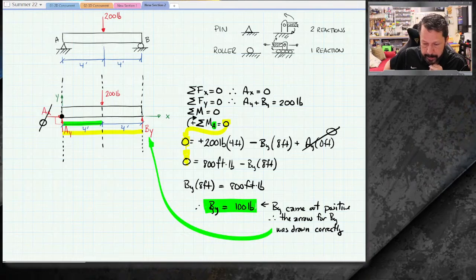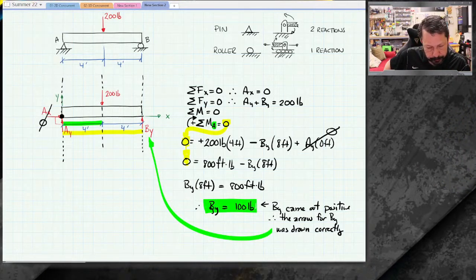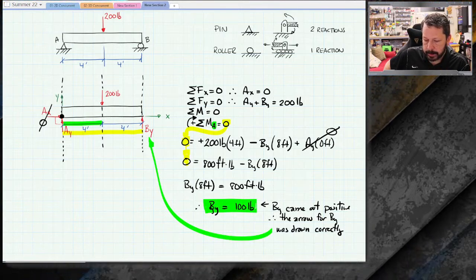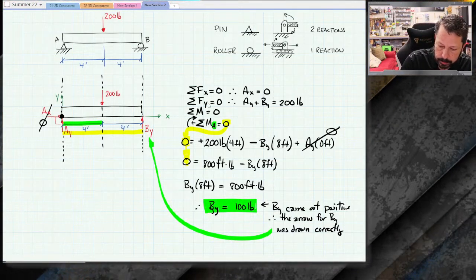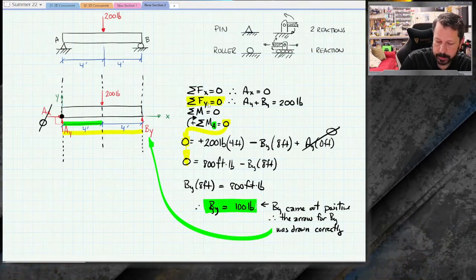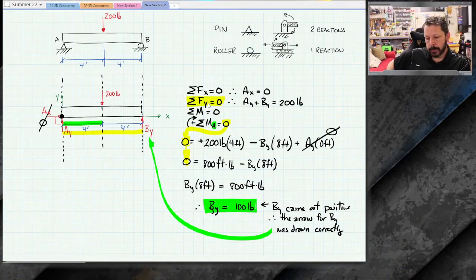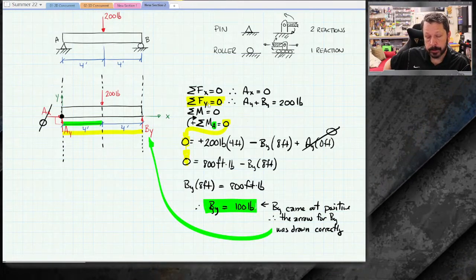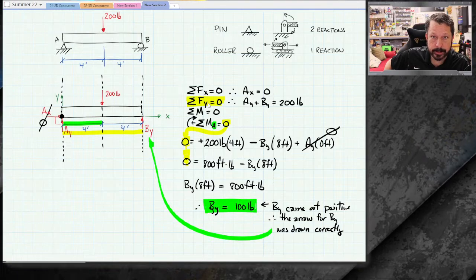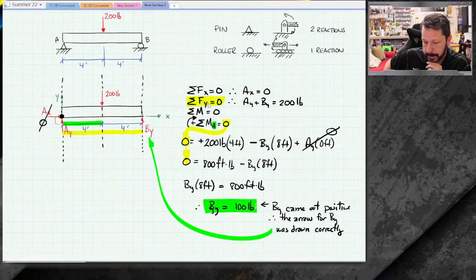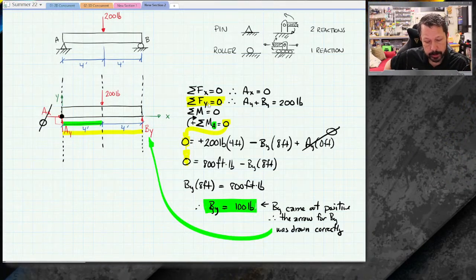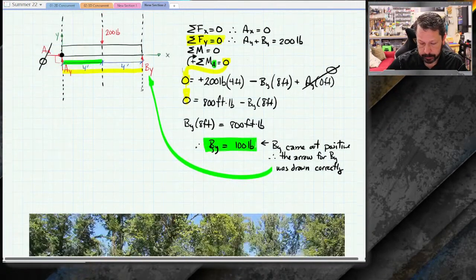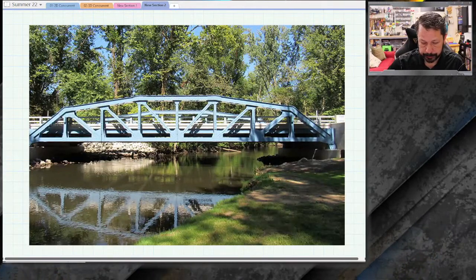All right. Now, to finish out this problem, I would need to go back to the summation of forces in the y direction and say AY plus BY equals 200 pounds. Well, BY is 100. AY plus 100 pounds equals 200 pounds. Therefore, AY is also 100 pounds going up. That's what we're going to do with moments in relation to things like this.